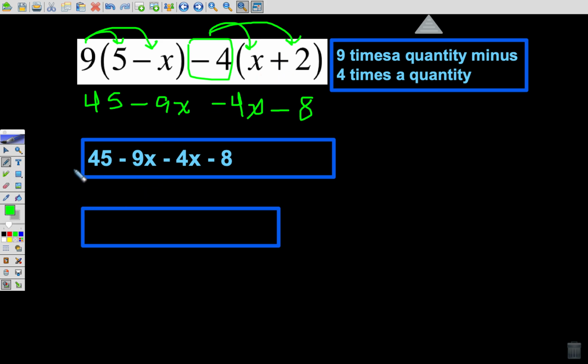Now combining like terms, we're going to get 45 minus 8, and we're going to get -9x minus 4x, and that will give us 37 minus 13x.